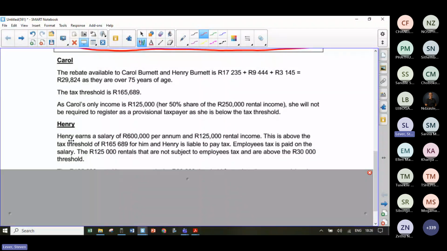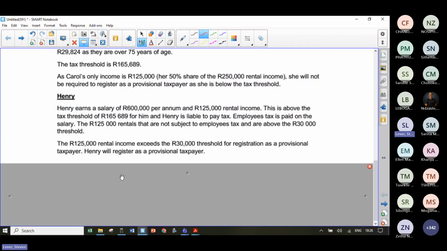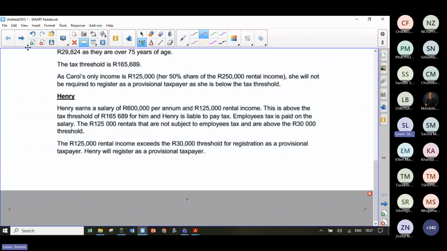So have a look here. It says Henry earns a salary of 600 per annum and 125 rental. This is above the tax threshold of 165,689 for him, and he's liable to pay tax. Employees tax is paid on the salary. The 125 rentals are not subject to employees tax and are above the 30,000 threshold. So because he earns more than 30,000 that is not subject to remuneration, he is required to register as a provisional taxpayer. Okay. So guys, are you required to register? More than 30? Yes. So essentially there are two tests.